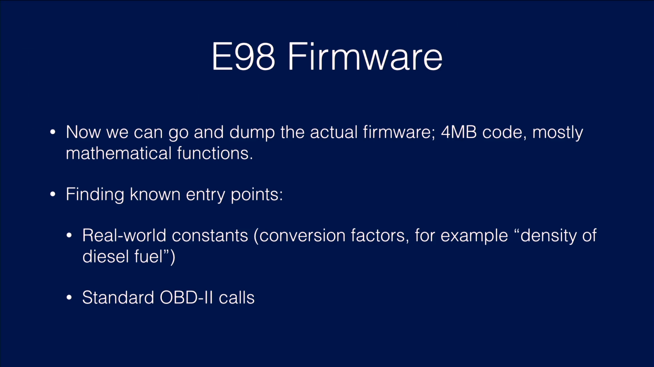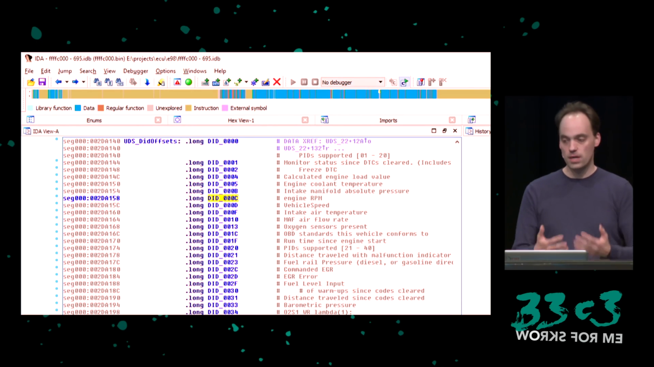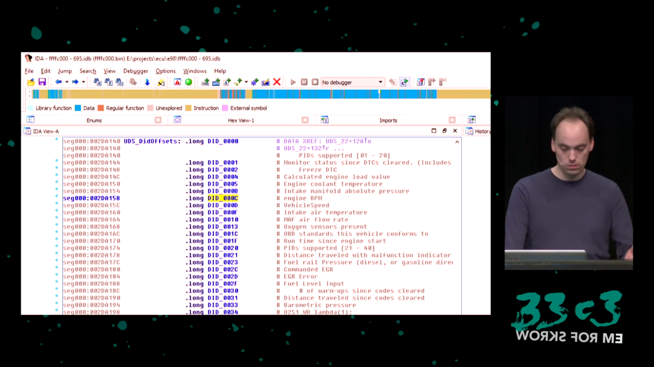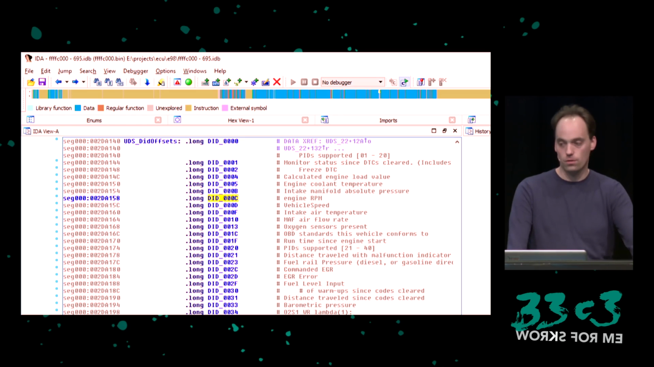One thing I could find are real-world constants. For example, there's the density of diesel fuel stored, which allows me to understand that this is something related to fuel, an amount of fuel. Or more useful are the OBD2 calls. So there are some standardized things you can ask an ECU that include engine RPM, vehicle speed, and things like that. And I could find that table in the firmware, and then I had a first start of things like RPM, speed, and so on. That was a good start. It's not much more than what you can see here, so there's a lot of stuff not included in these.